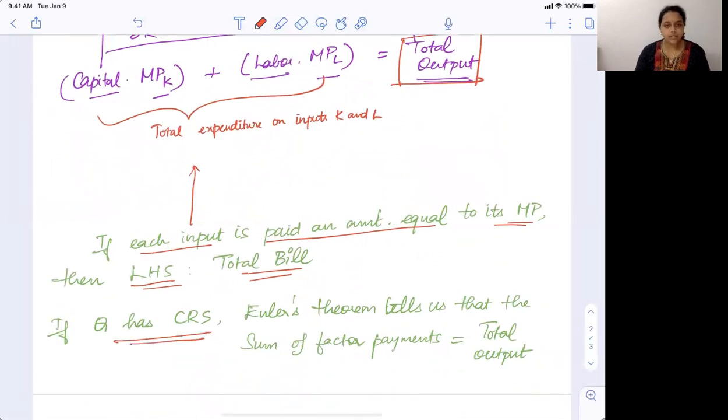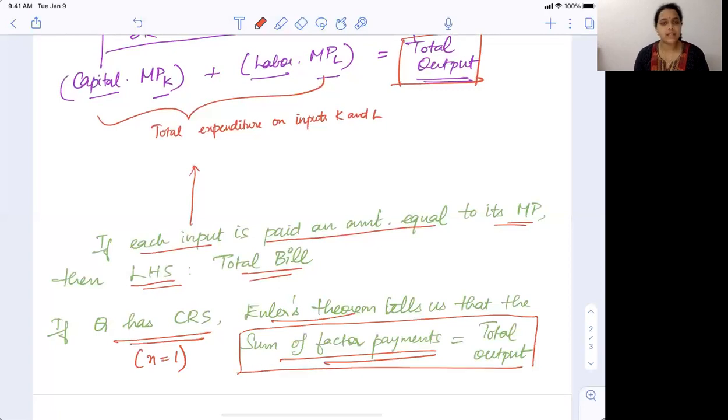So if Q has constant returns to scale, which is just another way of saying if n is equal to 1, then Euler's theorem tells us that the sum of all your factor payments is equal to your total output. K and L are inputs; the technical term is they're factors of production. So payments to these inputs are called factor payments. So the sum of factor payments is just equal to your total output. And that's a pretty neat result.